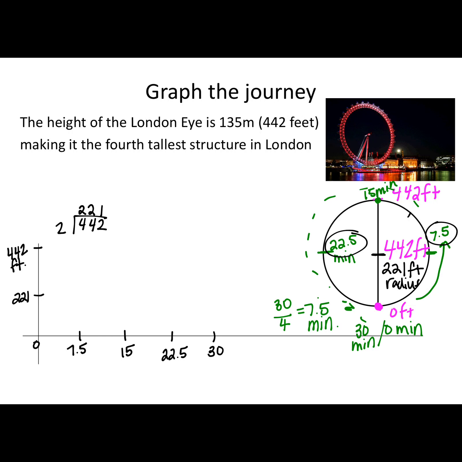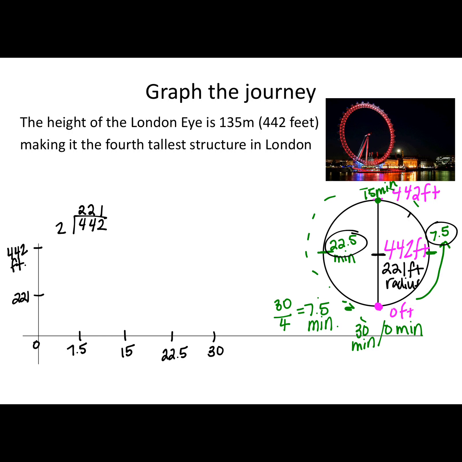Okay, so now it's kind of like ordered pairs. At 0, we're at 0, right? We're getting on the Ferris wheel. At 7.5 minutes, we're at our radius. We're halfway up. We're at 221 feet. At 15 minutes, we're all the way to the top, at 442 feet.